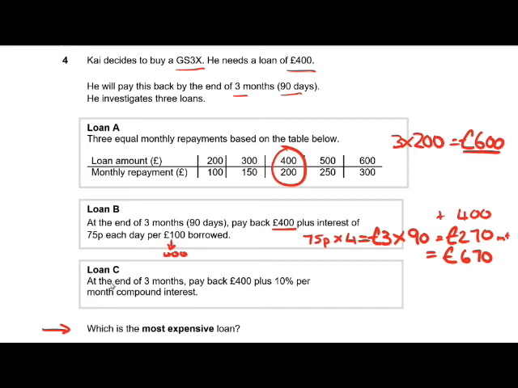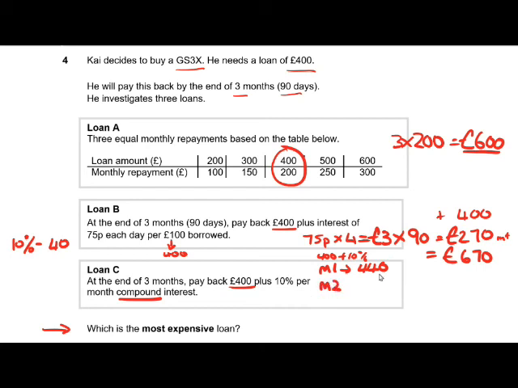Now let's look at loan C. At the end of the 3 months, pay back the £400 plus 10% per month compound interest. So we need to look at the 3 months. So let's look at the first month. At the start of the first month we had £400 and we need to add 10%. Well, 10% of 400 is £40. So at the end of month 1 we owe £440.